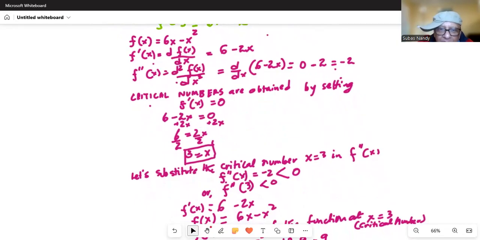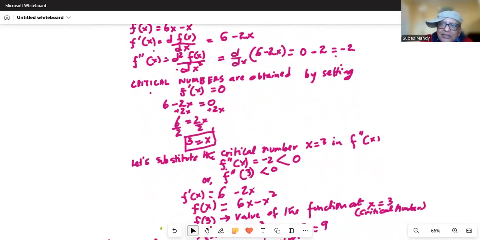So we already know that at x equal to 3, the first derivative is 0 and the second derivative is less than 0, so it is a maxima. Now, how do we find the f of x value at x equal to 3? Just plug in x equal to 3. Remember, f of x is the functional value, the corresponding y value, because f of x is on the y-axis, the vertical axis.